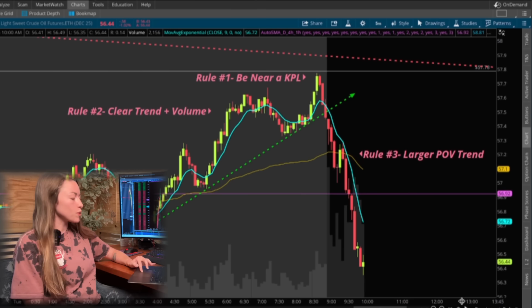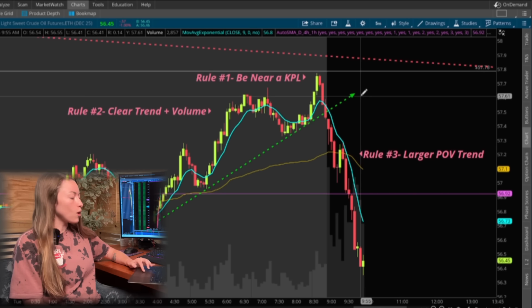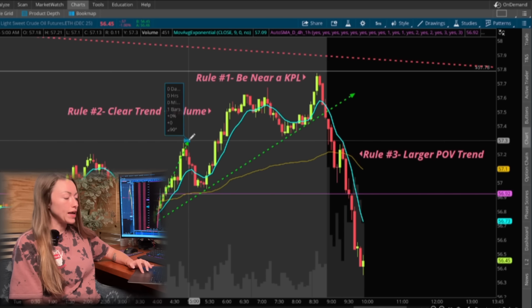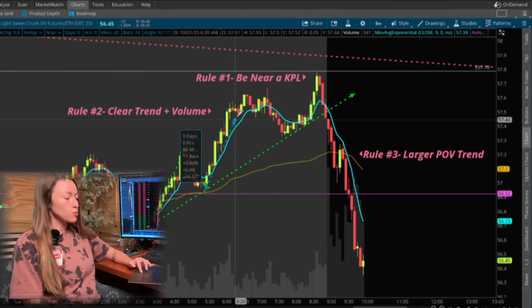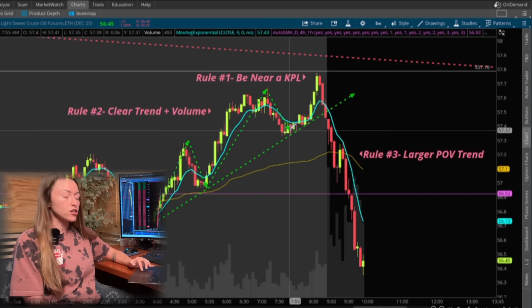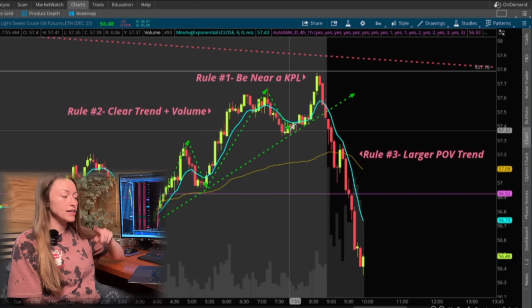Now, what is the difference between a pullback and a complete reversal? Well, a pullback can look like this right here. This is a swing up and a pullback, okay? Swing up and a pullback. Pullbacks are not actual reversals. They are what I just said, a pullback, which creates the ebb and flow of the overall trend.